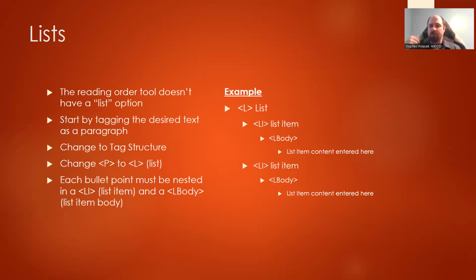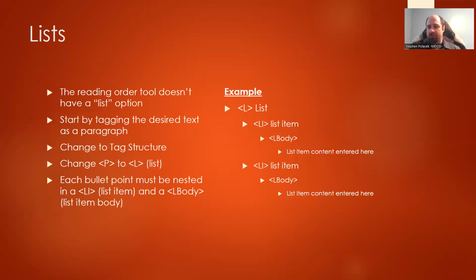The first one, which I didn't list on here, is working from another program like Word, where if you actually use a list there and send it to Adobe, it will be tagged as a list. You won't have any issues. If that's not done, or if it's just plain text, now you have to change the tags. And this is where we're getting into the tag structure instead of the reading order tool.